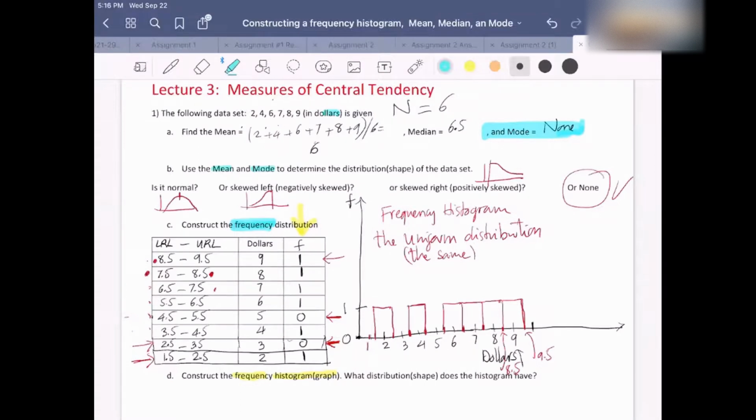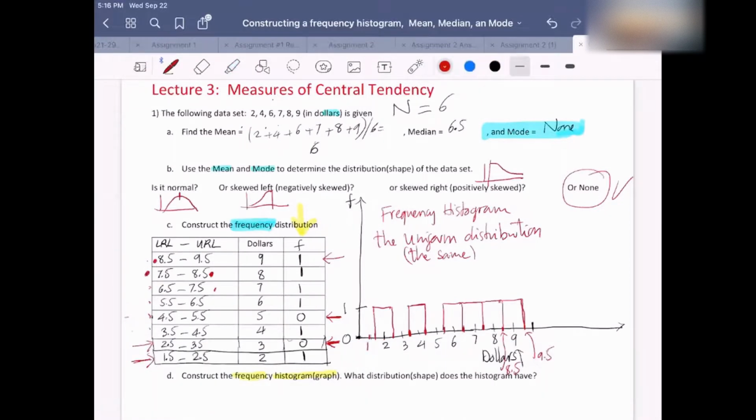Can anyone tell me why when you look at the data set and it has no mode, you can tell that that is the uniform distribution? A volunteer, can you tell me why? What do you think? That's a good guess, Vanessa. Right, how about other people? No mode means that no number appears the most, right? All the numbers appear the same, right?